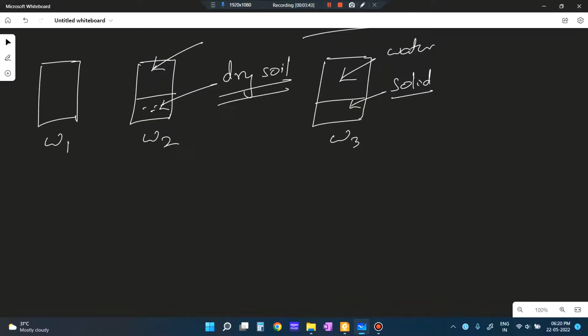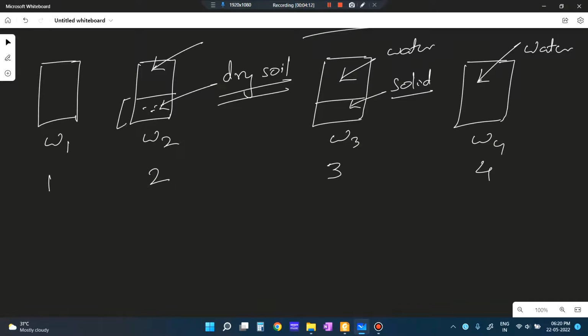clear the contents and clean the pycnometer and fill it up with water and weigh it. So now the pycnometer is filled up with water and the weight of which is W4. So this one is figure 1, this one is figure 2, this one is figure 3, this one is figure 4. So now what is the weight of the soil solid? This one is the solid portion, that is dry soil. So what is the weight of this portion? It is W2 minus W1. So weight of the soil solid is W2 minus W1.